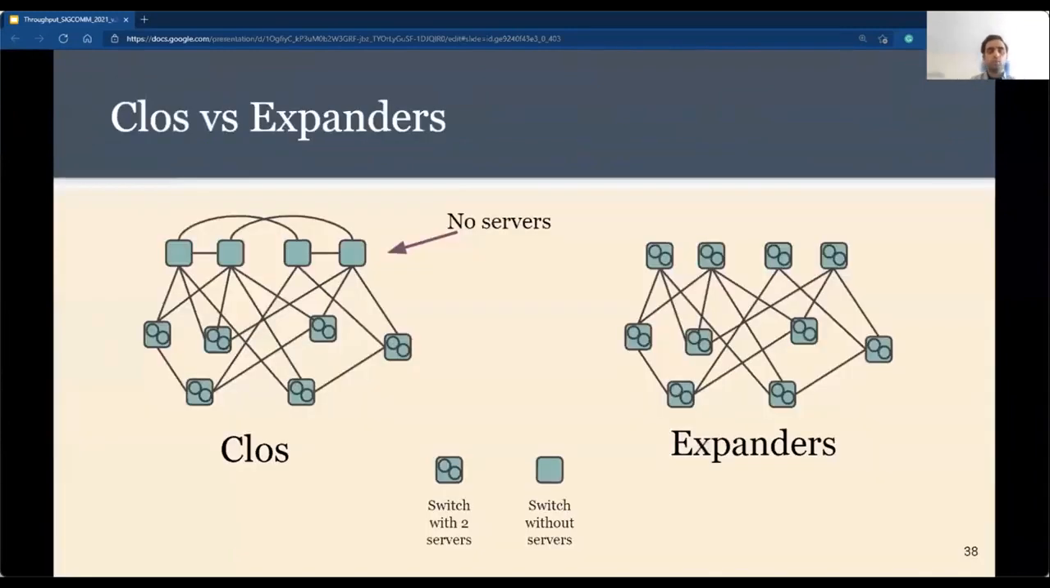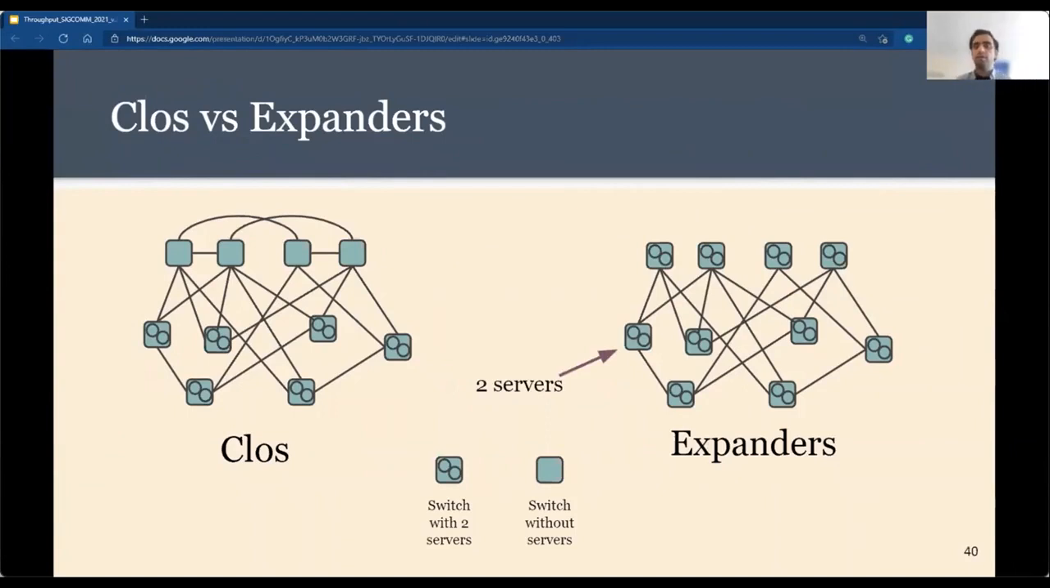To explain the first finding, I need to describe a fundamental difference between Clos and expanders. Clos has two types of switches. One of them are switches that are not connected to any servers, while the others are switches that are connected to an identical number of servers, in this case, 2 servers.